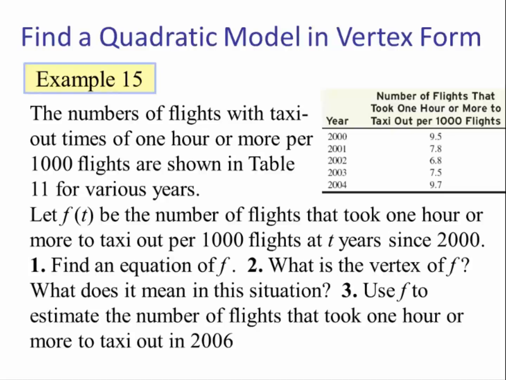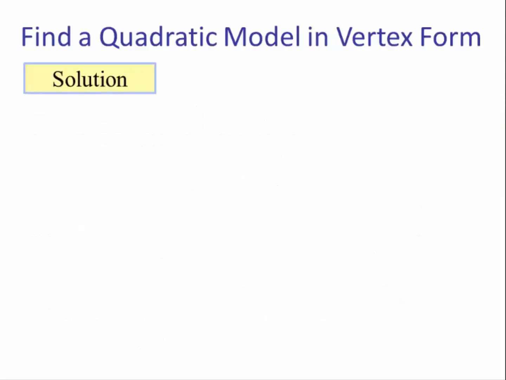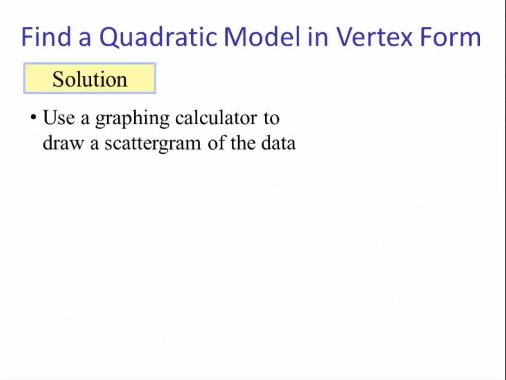Number 2. What is the vertex of f? What does it mean in this situation? Number 3. Use f to estimate the number of flights that took 1 hour or more to taxi out in 2006. Solution? We can use a graphing calculator to draw the scattergram of the data.